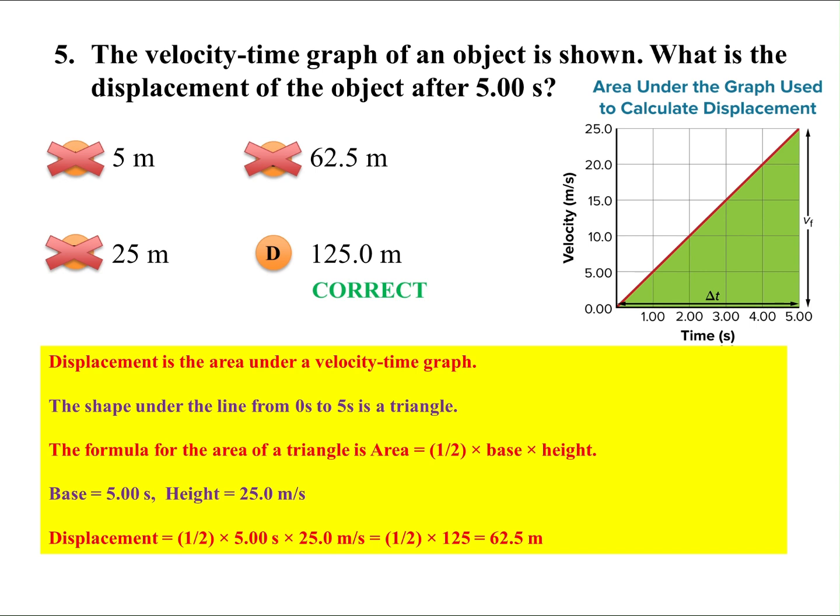So in order to get the displacement, we must know the area of this triangle. And from the formula of half times base times height, the base is of course 5 seconds and the height is 25 meters per second, so the displacement is 62.5 meters.